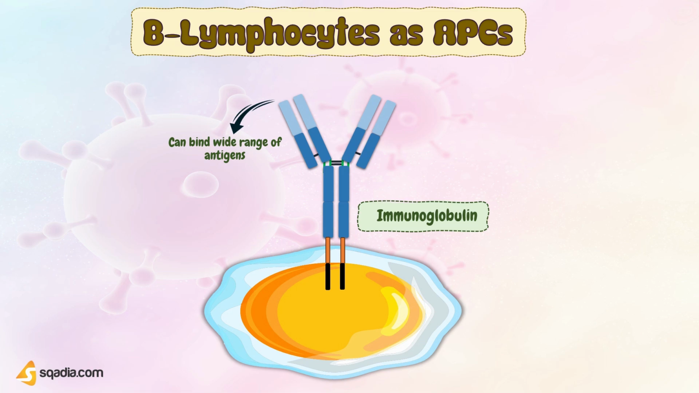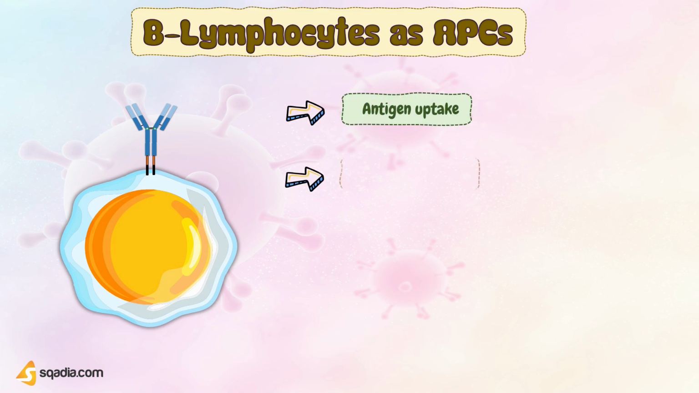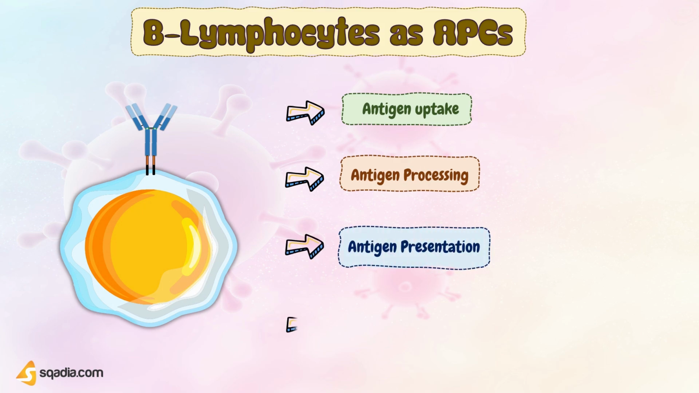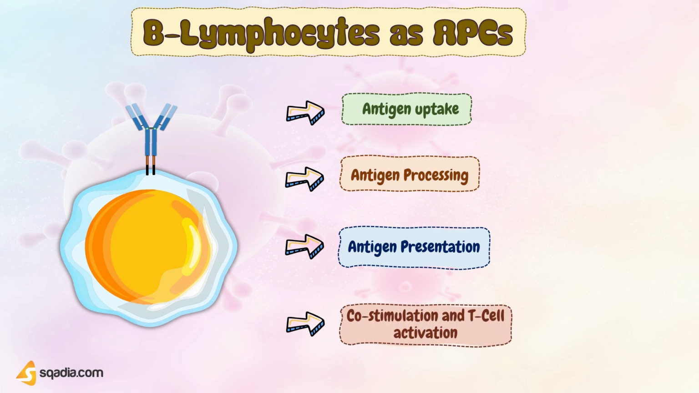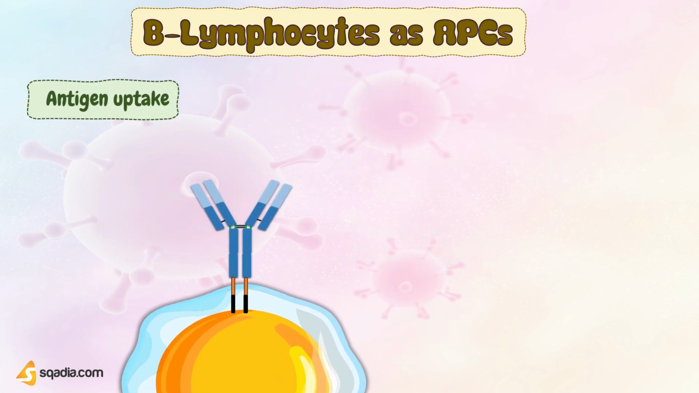Only these receptor molecules vary a little, otherwise the process of antigen uptake is almost similar in these APCs. For B lymphocytes, the process of antigen presentation involves these traditional steps: antigen uptake, antigen processing, then antigen presentation to T cells, and lastly co-stimulation and T cell activation, where the first step is antigen uptake.